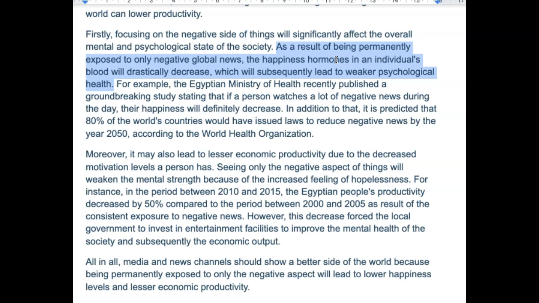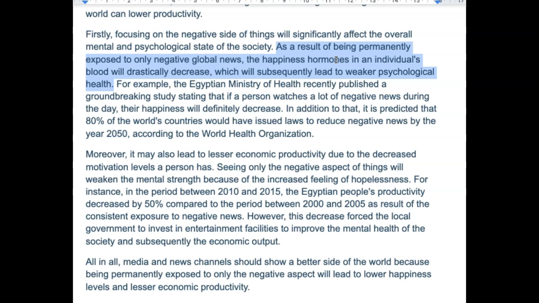So well done there. Moreover, it may also lead to, so we've got some good examples there and some good vocabulary. Moreover, it may also lead to less economic productivity due to the decreased motivation levels a person has. Okay, good start. Seeing only the negative aspects of things will weaken the mental strength because of the increased feeling of hopelessness. Beautiful. For instance, in the period between 2010 and 2015, good. The Egyptian people's productivity decreased by 50% compared to the period between 2000 and 2005, as a result of the consistent exposure to negative news.